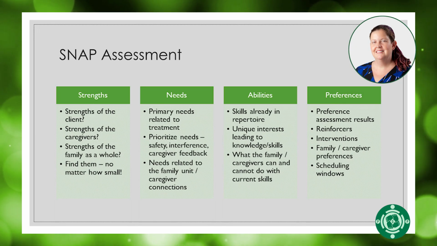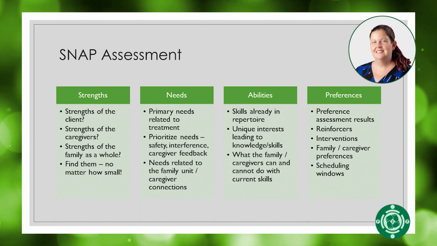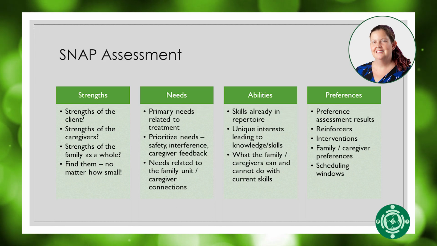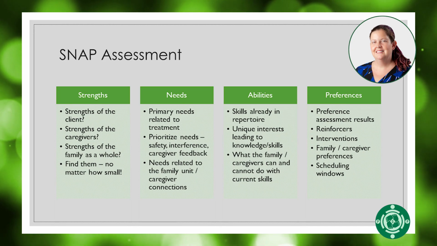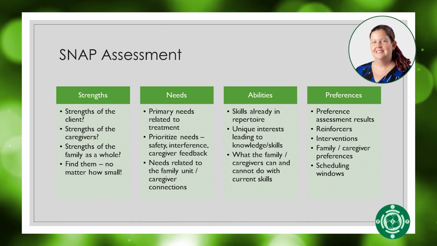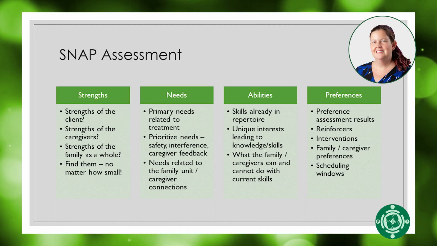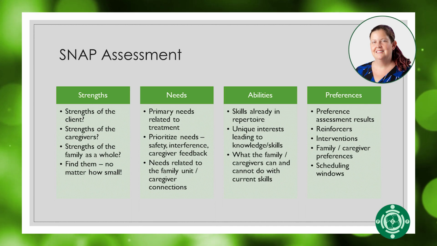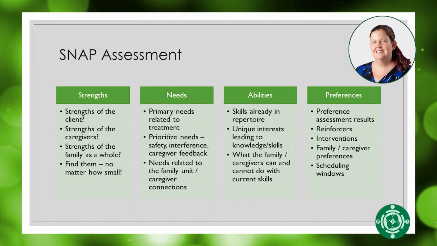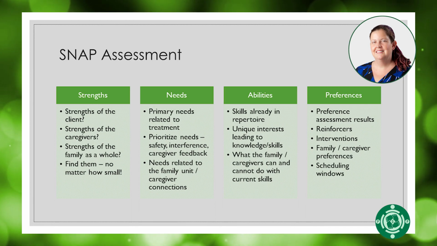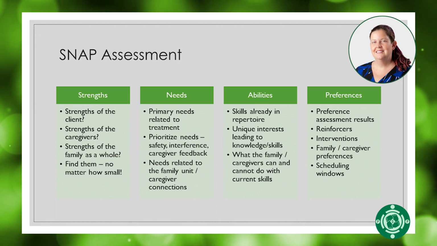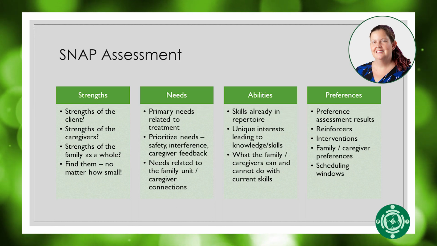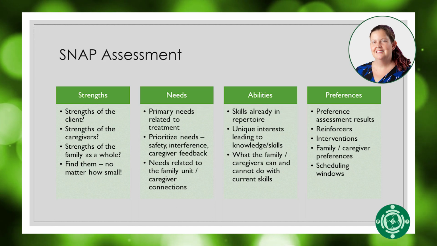Abilities, this is different than strengths. So abilities is more the skills that are already in the repertoire. What do they already know? What's our foundation? We're also looking at any unique interests that lead us to find more knowledge and skills that we may not have recognized at first. We're also looking at what the family and caregivers can and cannot do with the skills they have now. Caregiver training is so important. We don't want to tell them to do an intervention when they don't have the prerequisite skills for it either.